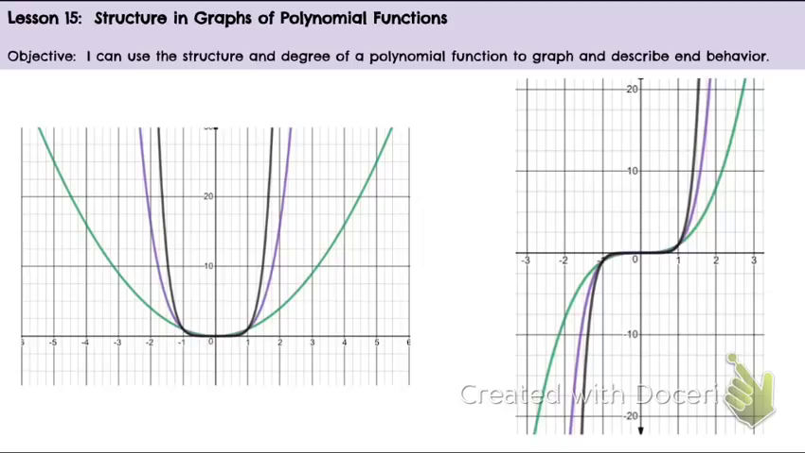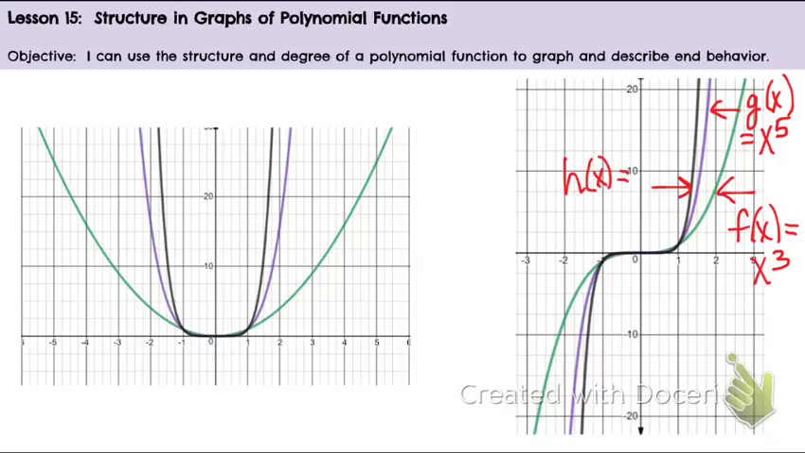Once you have those sketched, again, make sure you're labeling everything. The green one is f of x equals x cubed. The purple one will be our g of x, and that was x to the 5th power. We're using f, g, and h just to symbolize that we have 3 different functions or 3 different equations. And the black one is h of x equals x to the 7th.